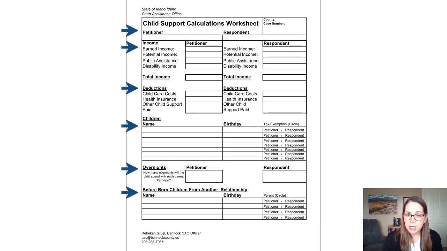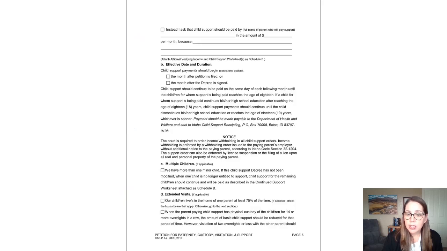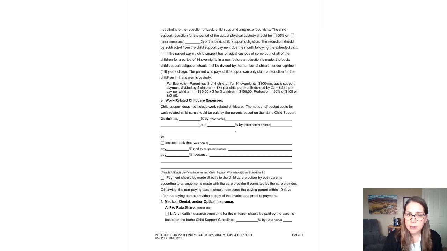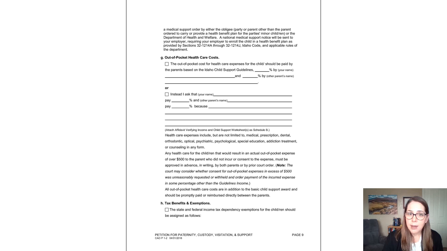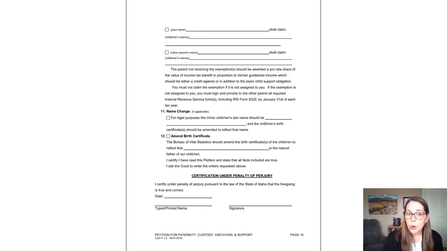And then as far as the petition, you are going to skip over page 6, page 7, page 8, page 9, and you won't start filling out again until page 10, paragraph 11. This is asking you if for legal purposes the minor's last name should be changed and the birth certificate should be amended to reflect that name. And then paragraph 12 asks if you would like to amend the birth certificate to reflect that one of the parties is the natural father of the children.